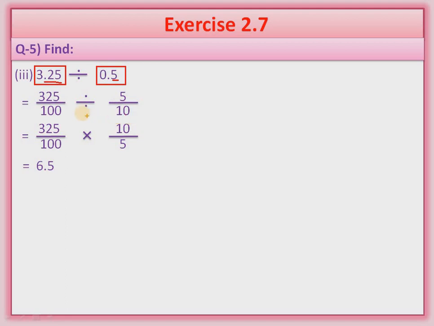Clear? In the next step, we have converted the division symbol into a multiplication symbol. So 325 upon 100 multiplied by, this denominator will go in the numerator and this numerator will go in the denominator. So you can see 10 upon 5. Here this 0 will be cut. Understood? Now look at this side.